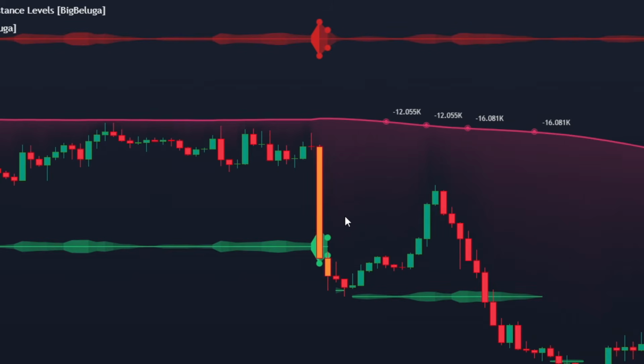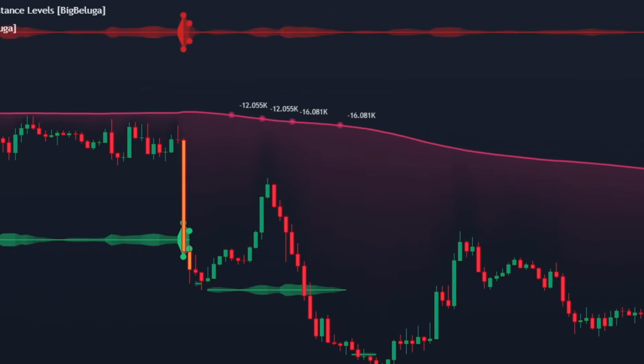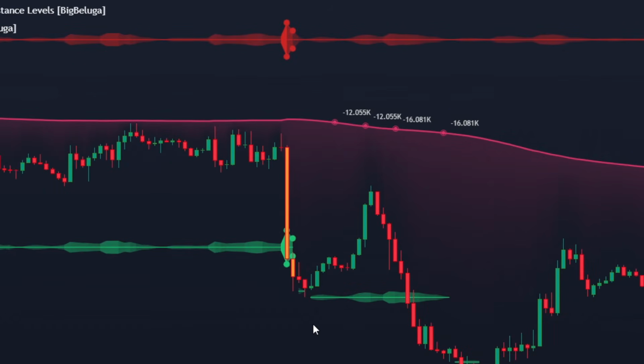If all those conditions line up, we take the sell at the candle close, stop above the breakout candle's high, and target 1.5 times the risk. Now let's look at some examples so you can see this play out in real time.